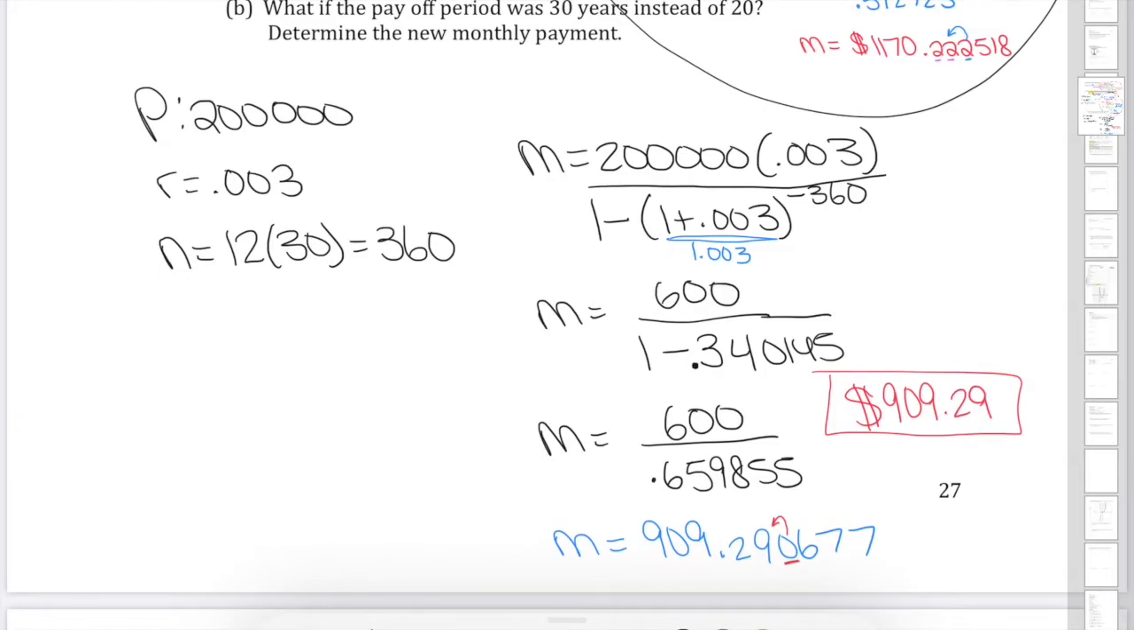Okay, if you did not get that or you didn't even get anything close to that, absolutely please email me or please meet me during office hours and I can walk you through those steps.